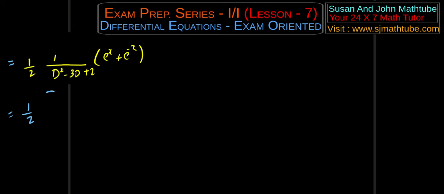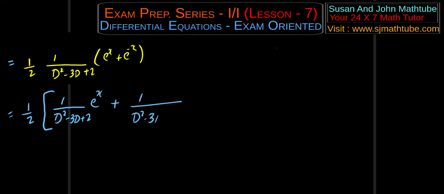Okay, so the next step is equal to 1 by 2, and I'll put a big bracket. So the operator: 1 by D square minus 3D plus 2 of e power x plus 1 by D square minus 3D plus 2 of e power minus x. Now this is type 1, again type 1. So 1 by 2 into, oh wait a minute, when I plug in, do you remember type 1? You have to plug in whoever is along with x. So if you plug in 1, because this is actually 1 into x, you get 1 plus 2 minus 3, that is 0.